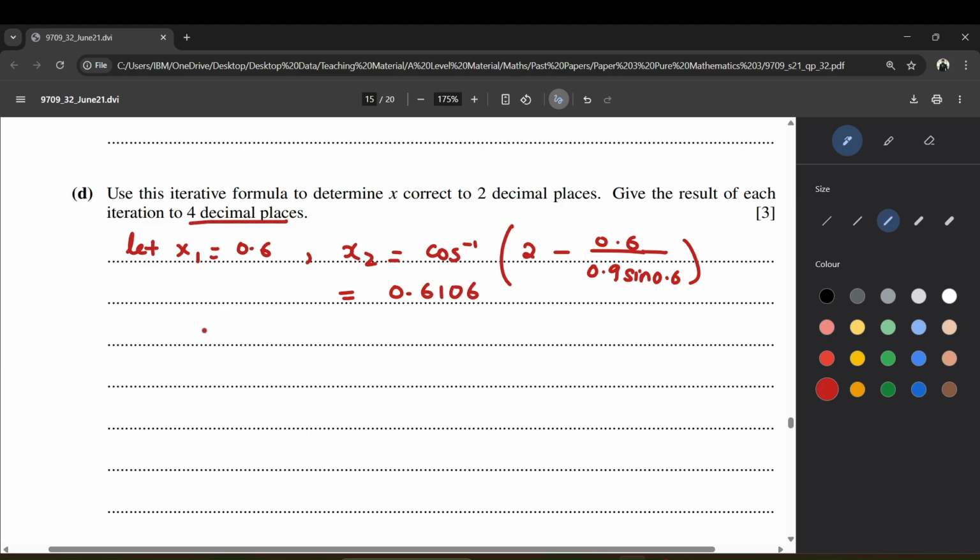Now what we're going to do is, in your calculator you have a button called the answer key, right? Now instead of substituting this value into this, what you're going to do is cos inverse of 2 minus, now what we are going to write is 0.6106. But on your calculators you're just going to press the answer key over here, and then when you press the equal sign you will get, let me do that first.